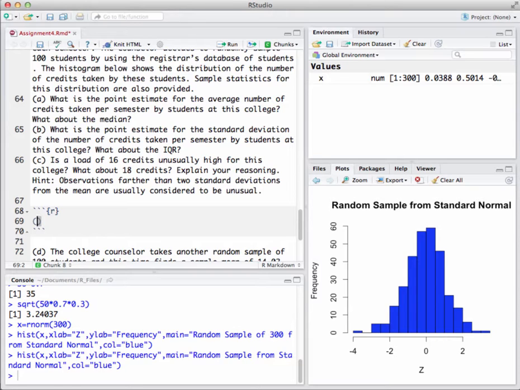So let's see, what would that be? So for 16 units, we're going to take 16 and then subtract from that what our point estimate of the mean was, which is 13.65. And we'll divide that by our point estimate of the standard deviation, which was 1.91.